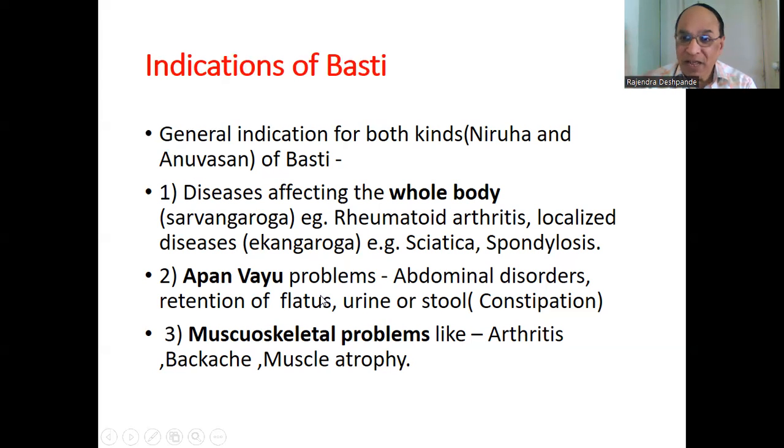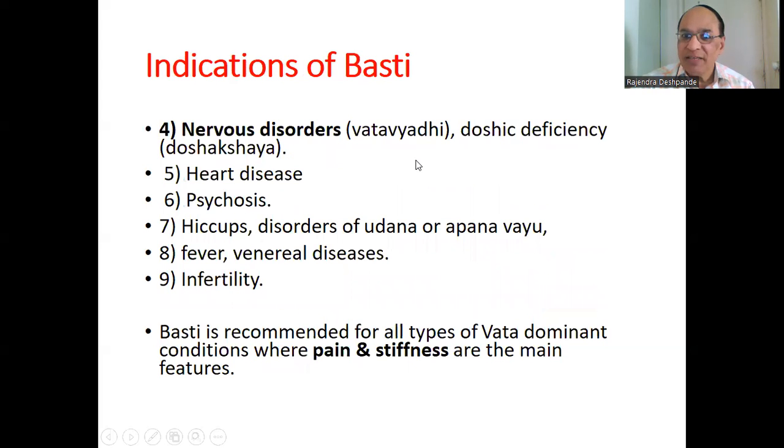Apana Vayu problems. There are 5 types of Vayu, Vata dosha: Prana, Udana, Vyana, Samana, and Apana. Prana, inspiration. Udana, expiration. Vyana, heartbeats. Samana, digestion. And Apana, in the lower abdomen: excretion of the urine, excretion of the stool, excretion of the semen, delivery process. So all these are under control of the Apana Vayu. Whenever there are Apana Vayu problems, abdominal disorders, retention of flatus, urine, stool, constipation, gas problem, Basti will be best.